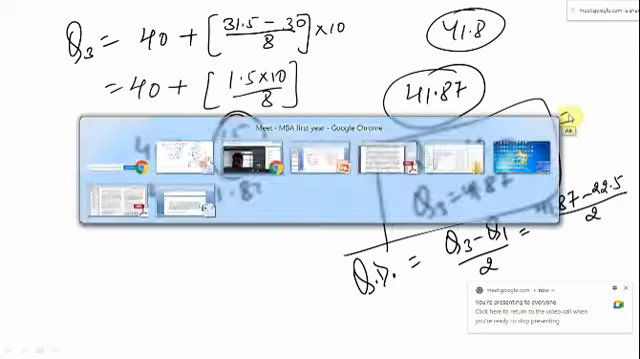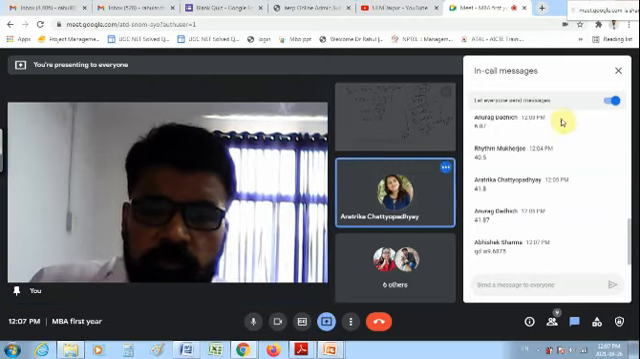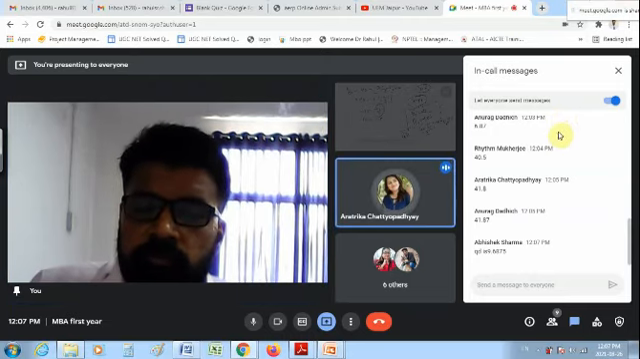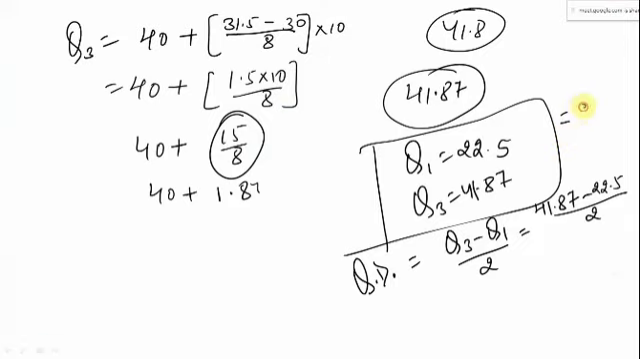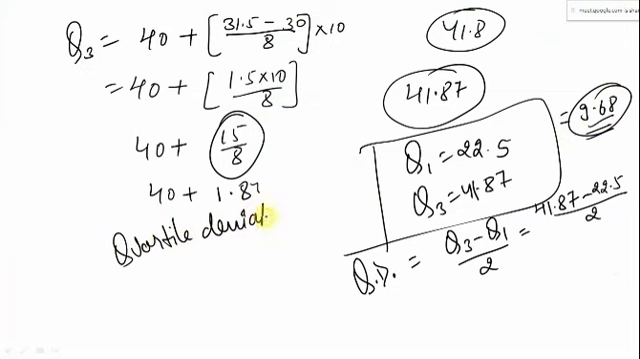Someone has given the answer. Can you please repeat? 9.68. Okay, 9.68 approximately. So this is what will be your quartile deviation. That is 9.68.